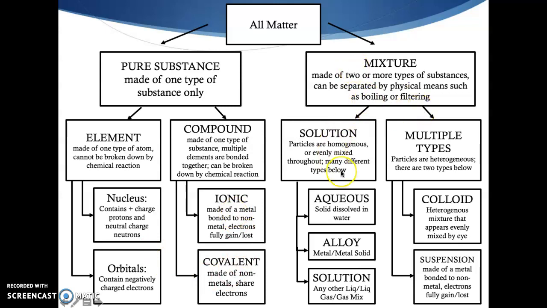On the mixture side, we could have evenly mixed things, solutions, usually things that dissolve in other things. And then we have colloids and suspensions. Oh, and my bad down here. This should be a heterogeneous mixture that settles out over time. But in general, all matter is composed of stuff.